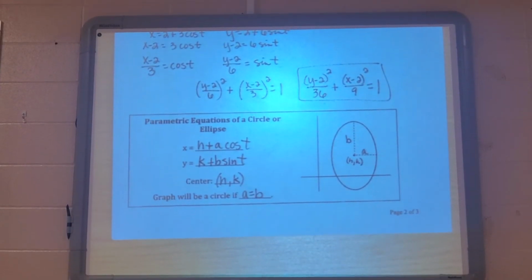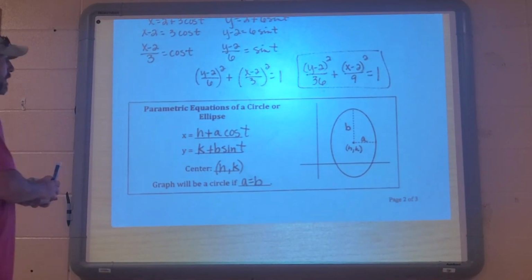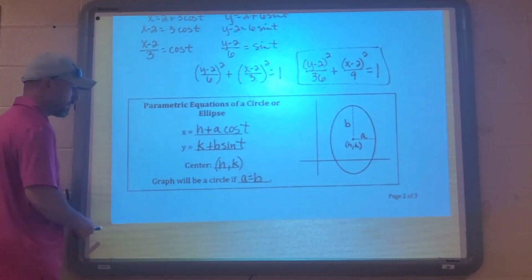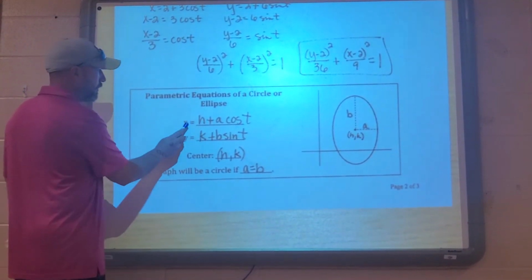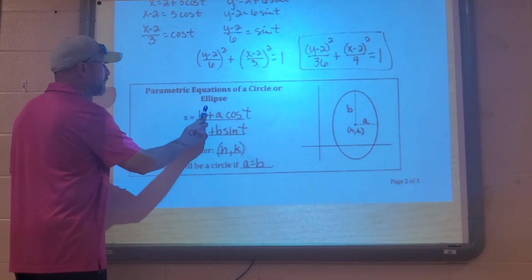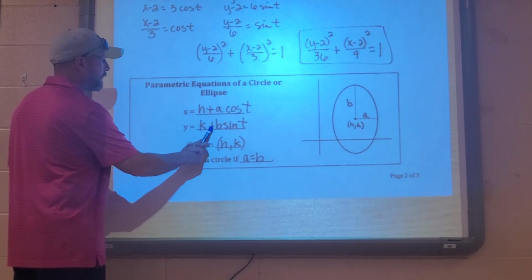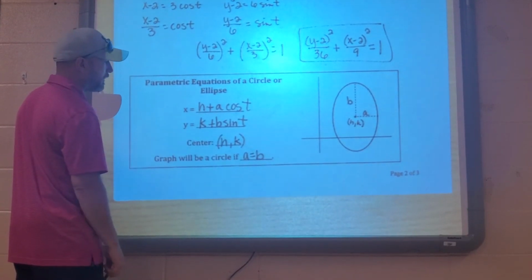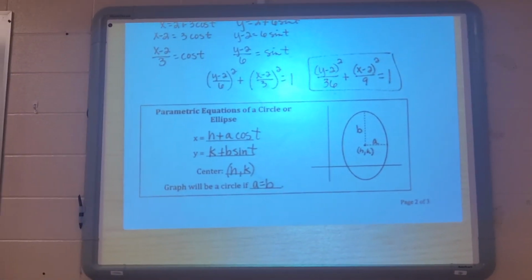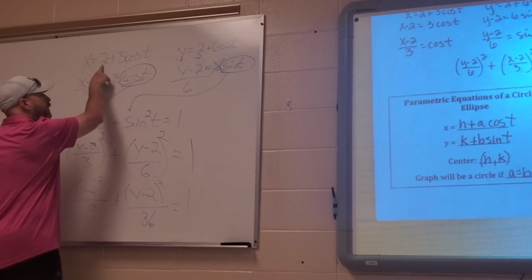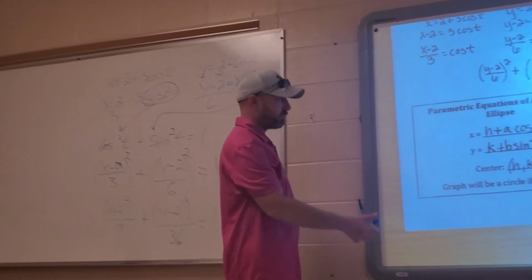So, again, here are the parametric equations of a circle or ellipse. A little bit of extra notes. You don't have to know this, but it's little tricks. x equals h plus a cosine t. That's the form we just had. y equals k plus b sine t. So the center is at (h, k), and if you look at the other one, the center was at 2, 2, and then we have 2, 2 right there. So that makes perfect sense, right?